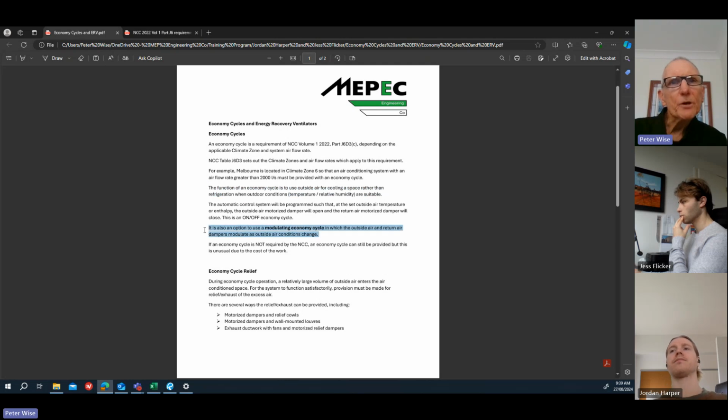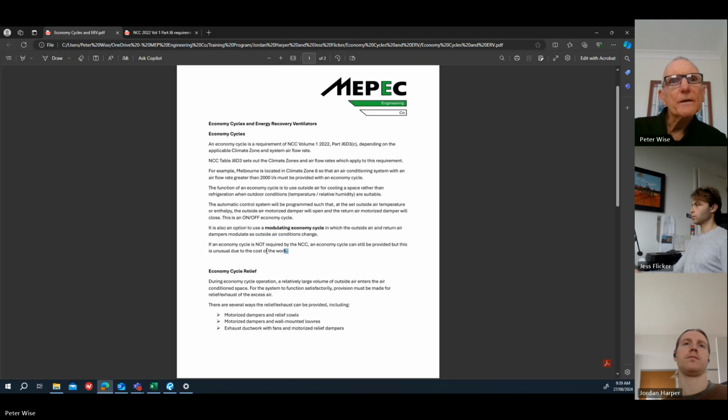You can also have a modulating economy cycle where the outside air and return air dampers modulate as the conditions change. So you're still getting, rather than just shutting it off, you're still getting the economy of additional outside air up to a point where it's no longer a benefit to use outside air for cooling. Does that make sense? Yeah. So it's like opening your window. If it's nice and cool outside, but the sun's shining, you let some fresh air in, you get some cooling. So that's all it is, and it's saving on refrigeration during that period.